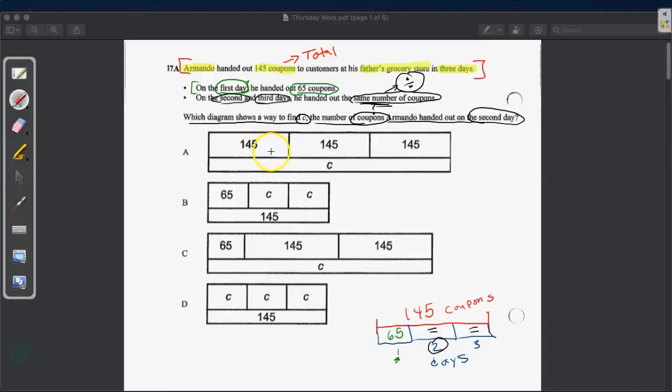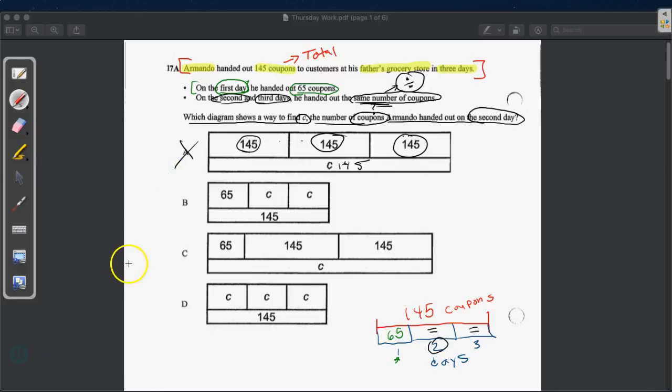Look at why letter C is wrong. Look at the 3 boxes. Obviously those are the 3 days, but how come the 3 days have these 145 coupons? That is incorrect. If anything, 145 is our total, would be on the bottom. They have it all wrong.